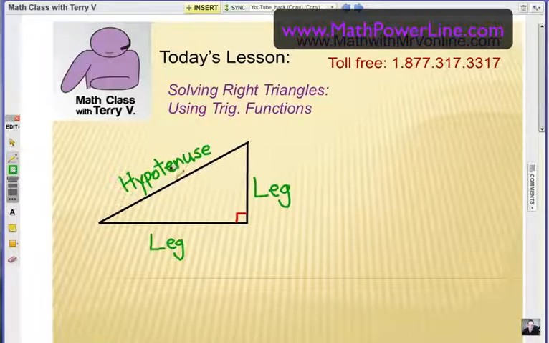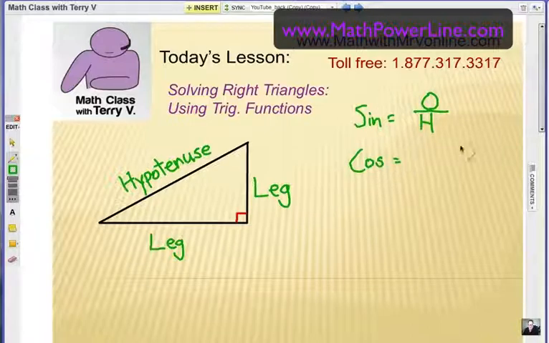All right, well, the longest side, across from the right angle, is the hypotenuse. I'm just reviewing something you should already know. The two sides of the triangle that come together to make the right angle are called legs. Now, you need to remember the sine, cosine, and tangent functions. These are called trig functions. So sine equals opposite over hypotenuse. Cosine is the ratio that relates the adjacent leg to the hypotenuse. And tangent, which we abbreviate tan, is opposite over adjacent.